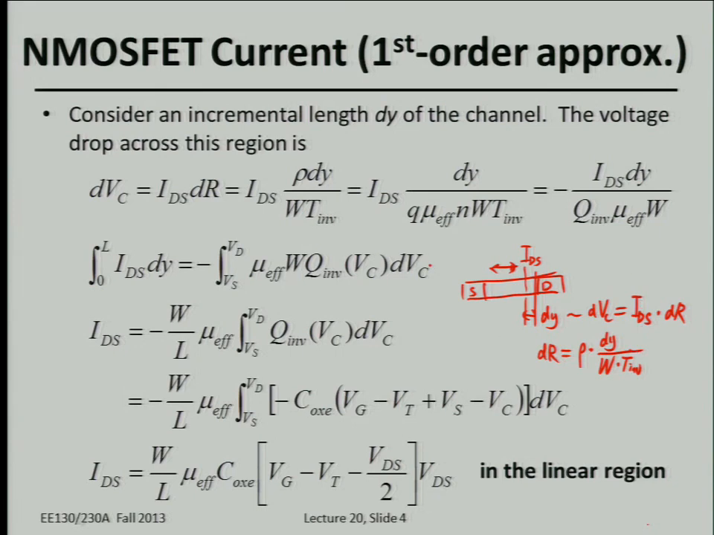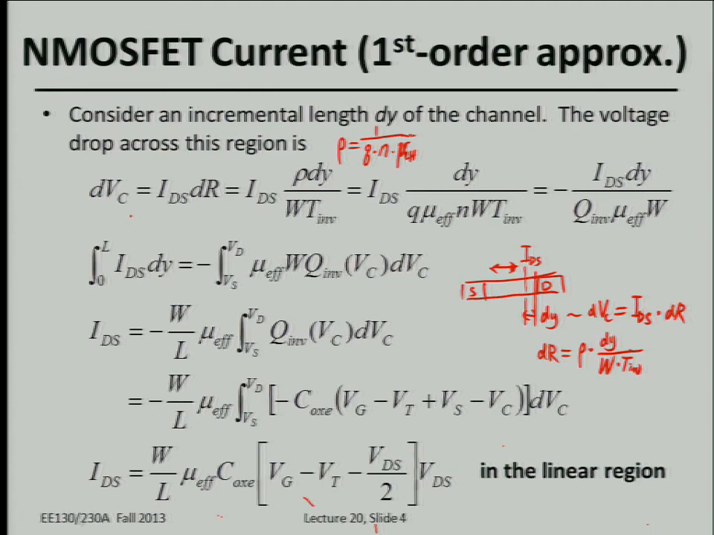So if we just combine the two relationships, the voltage difference due to the increment of the MOSFET channel is equal to IDS times dR, which is equal to IDS times resistivity rho times the increment length dy, divided by the cross-section of the MOSFET drive current, which is W times the inversion thickness. And according to the definition of drift resistivity, rho is 1 over charge Q times the inversion charge concentration N, the volume concentration of inversion charge, times the carrier effective mobility.